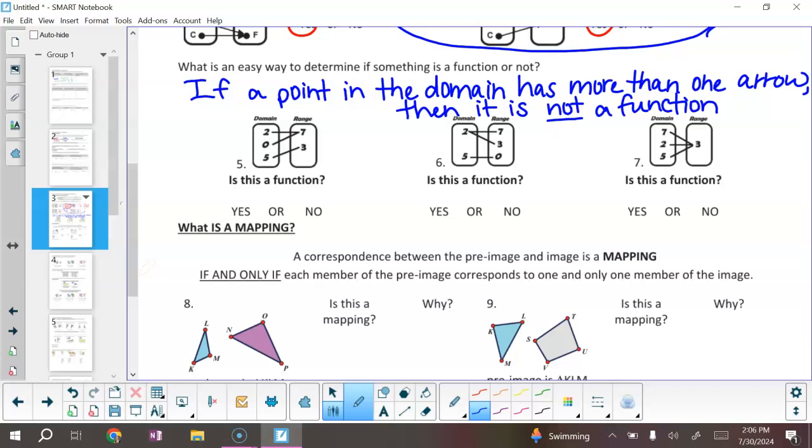So, using what we just talked about, if a point has more than one arrow coming off of it, then it's a no. Okay? And if every point in the first set has one arrow, then it's a yes. I want you to quickly answer 5, 6, 7. It should take you no more than 30 seconds here.